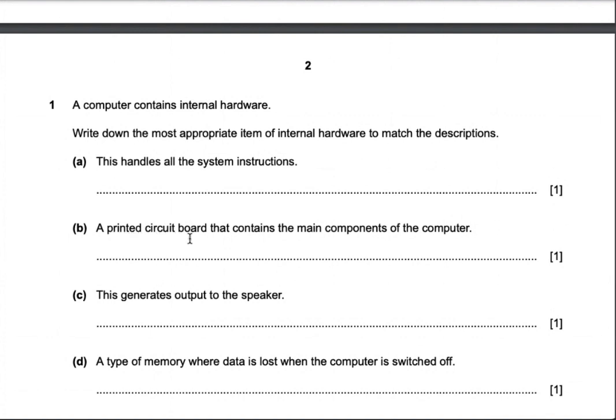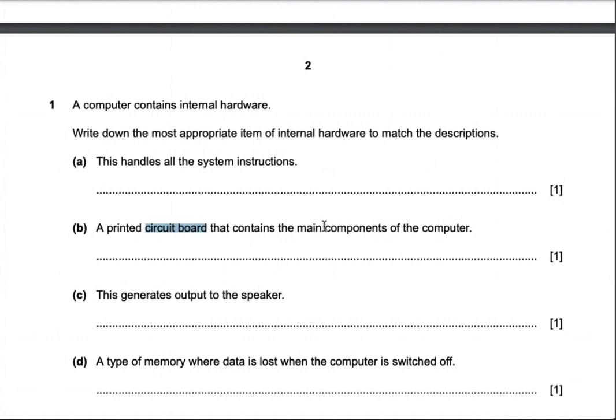1B, a printed circuit board that contains the main components of the computer. A printed circuit board, a board. This is an electrical term. This is a motherboard. When they mention board, you should quickly realize this is a motherboard. That's where you have the resistors, the capacitors, everything printed in it.